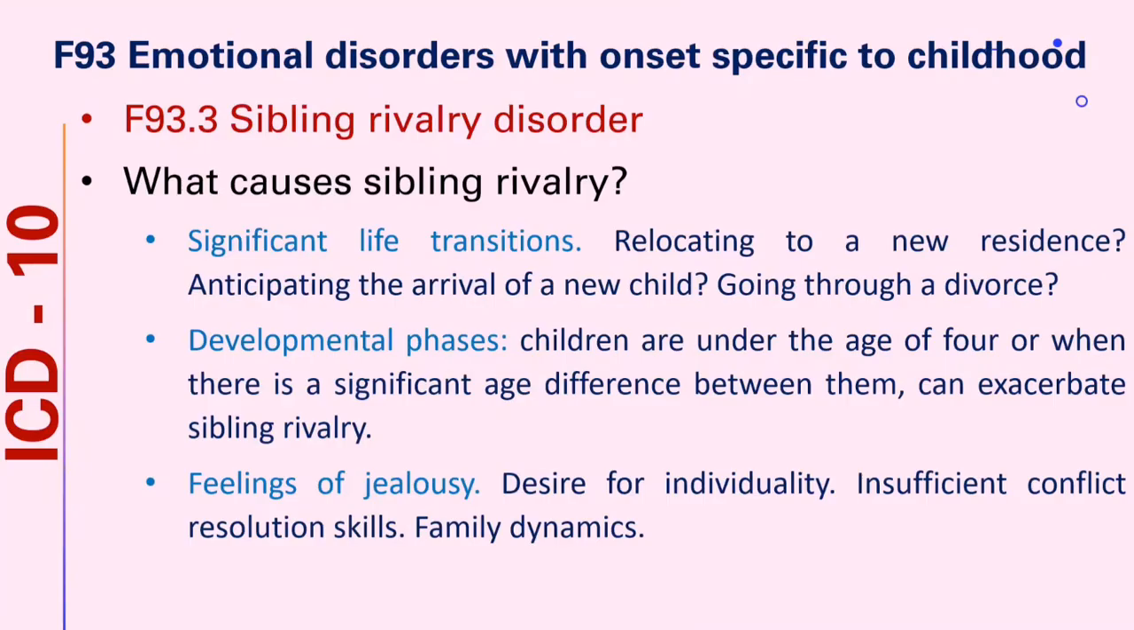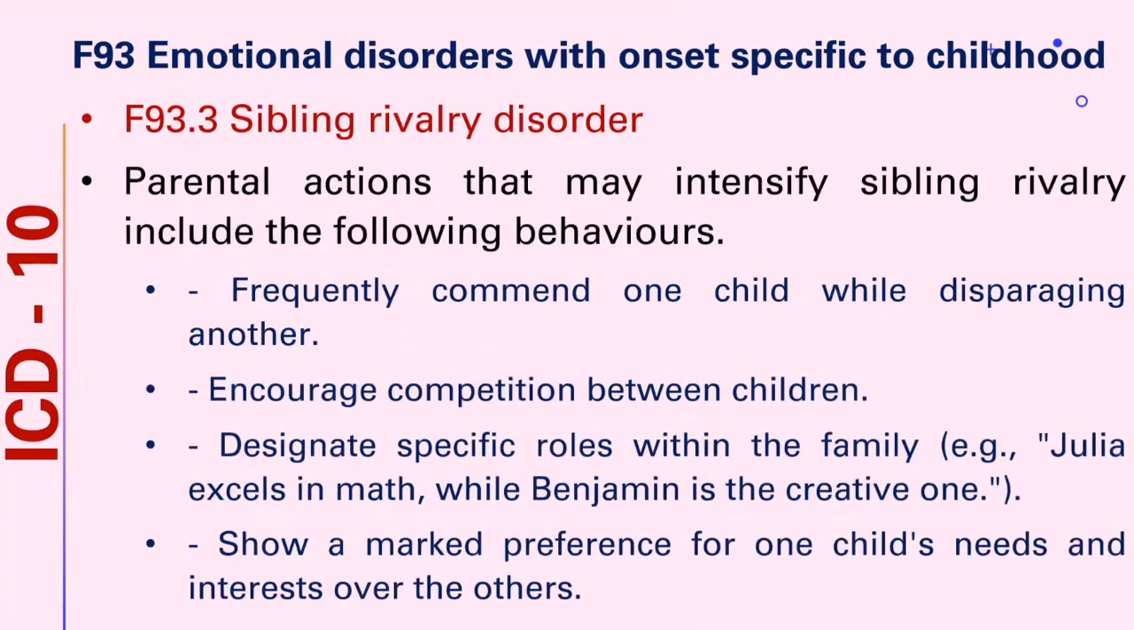Feelings of jealousy, desire for individuality, insufficient conflict resolution skills, and impaired family dynamics may also contribute to sibling rivalry. Parental actions that may intensify the rivalry include frequently commending one child while disparaging another, encouraging competition between children, designating specific roles within the family, for example, Julia excels in math while Benjamin is a creative one, and showing a marked preference for one child's needs and interests over the others.